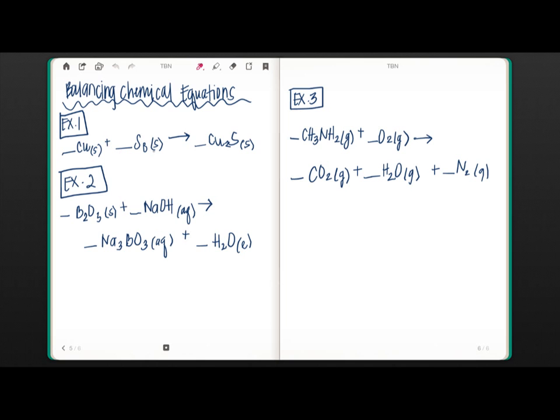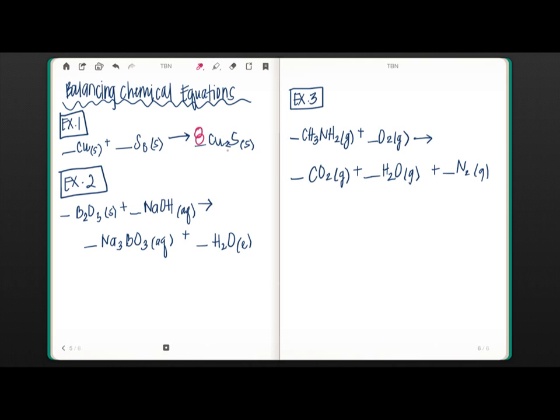copper solid plus sulfur, S8 solid, and it goes to copper sulfide. So for this example, it's pretty straightforward. You want the reactants and the products to balance out, but the lowest common number for the two is that you need 8 sulfur. So on this side, since you only have 1 sulfur here, make this an 8. So 8 and 8 balance out.